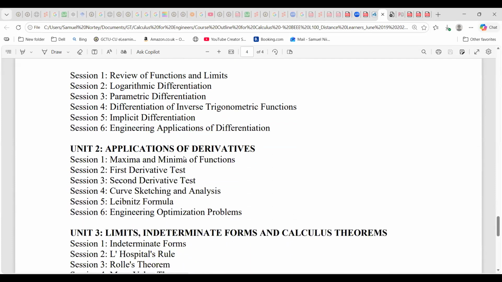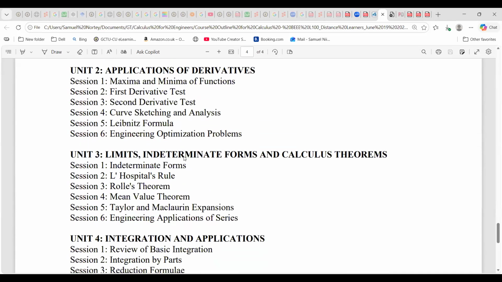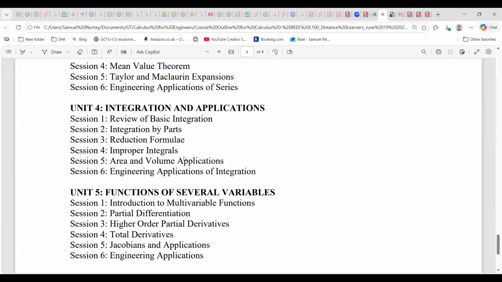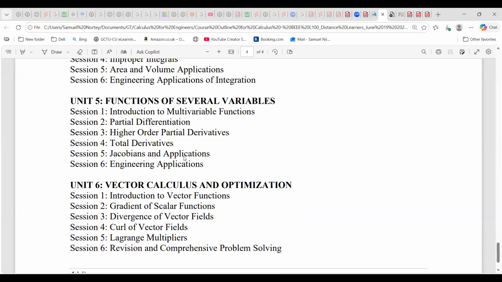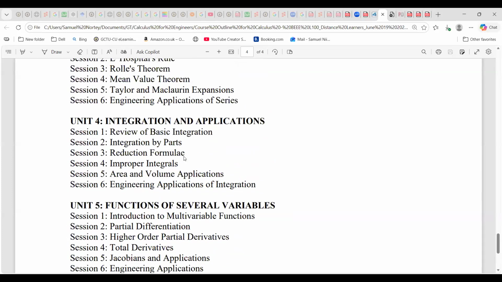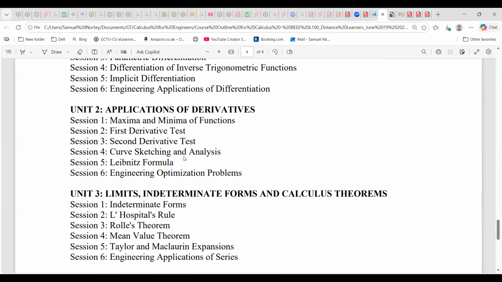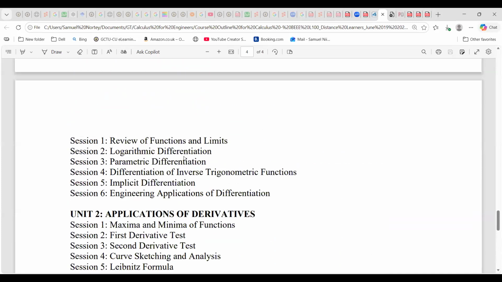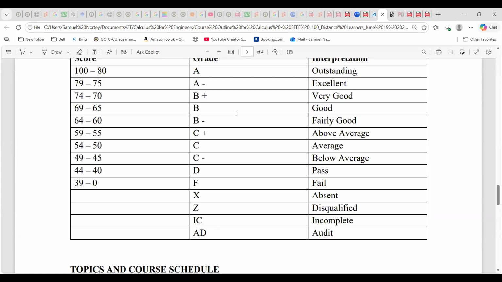Then we come to unit 2, application to derivative. Unit 3, limits and intermediates. Unit 4, integration. Unit 5, functions of several variables. And then unit 6, calculus and optimization. So it's been designed like that. So gradually, we are going to look at all these, hopefully, before you end your course. Any questions? Any comments? If not, then we go to a review.